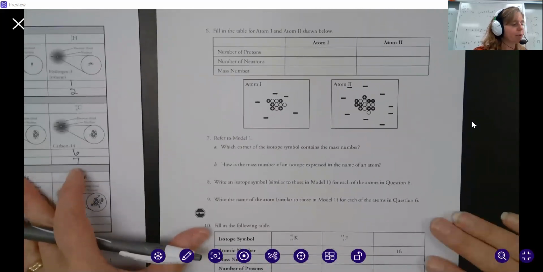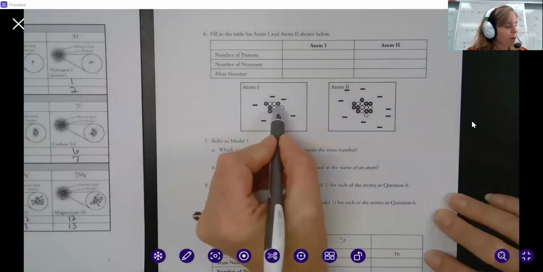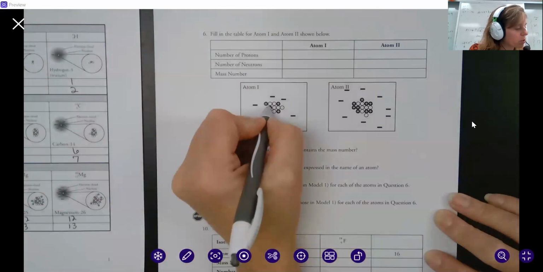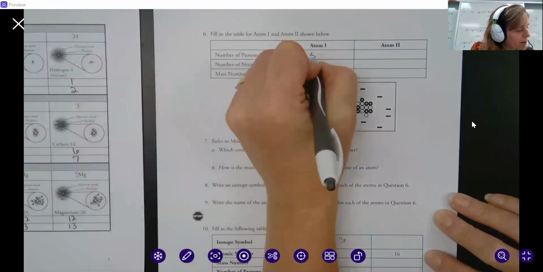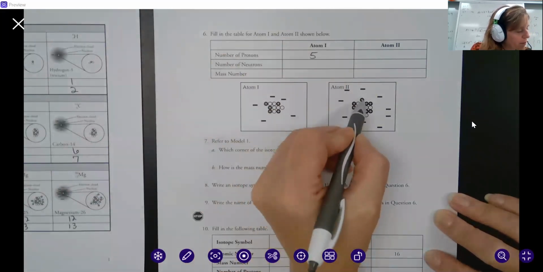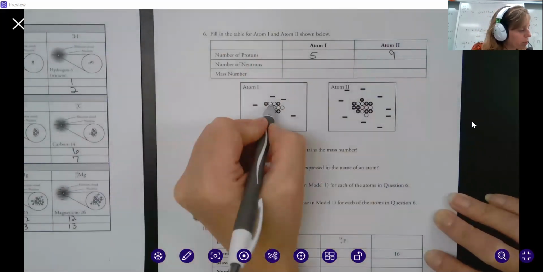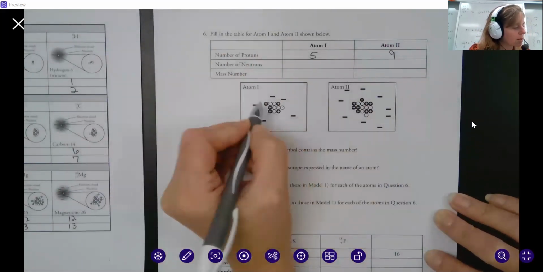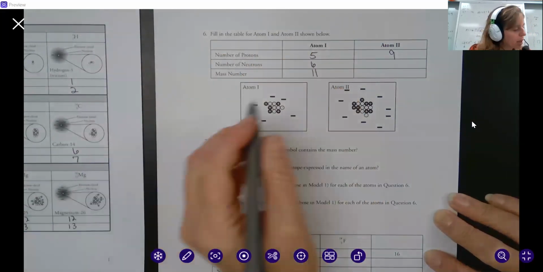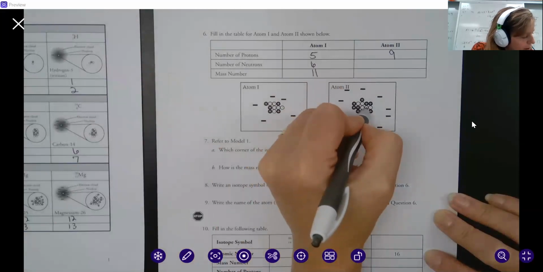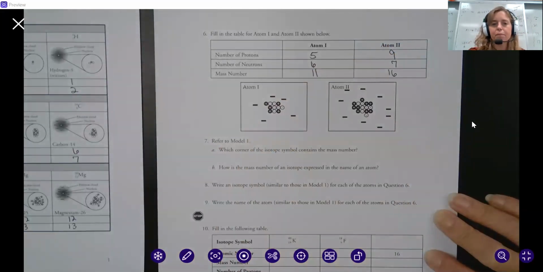It says fill in the table for atom 1 and atom 2 shown below. So you would count all of your positive protons in this and say 1, 2, 3, 4, 5. So you have 5 there. 1, 2, 3, 4, 5, 6, 7, 8, 9. You have 9 there for protons. Neutrons, you have 1, 2, 3, 4, 5, 6. Mass number is going to be 11 because you add them together. And then here you have 1, 2, 3, 4, 5, 6, 7. And mass number is going to be 16 there.